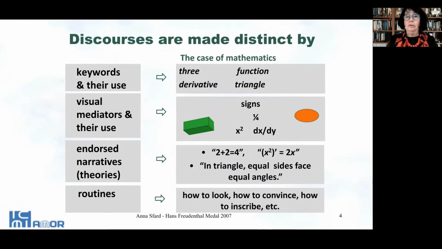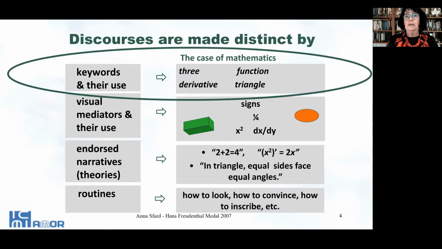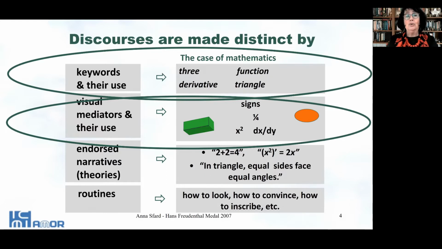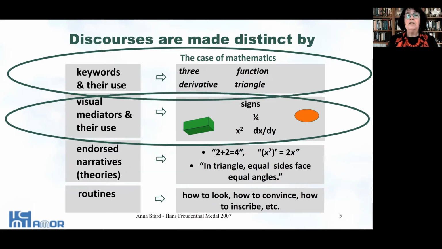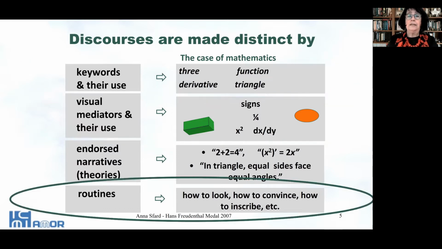In the last module, devoted to mathematical objects, we discussed the first 2 features, words and visual mediators, 2 types of signifiers that we combine together while constructing mathematical objects. In this module, I will focus on the other signature characteristic of mathematical discourse, the routines.